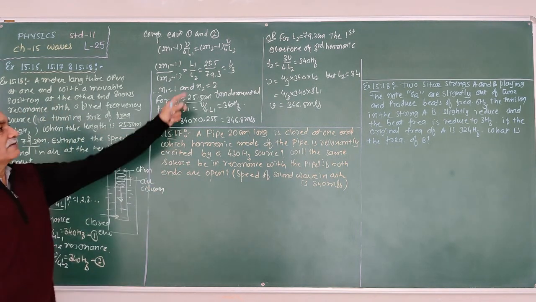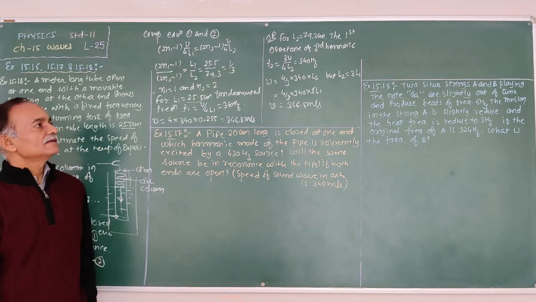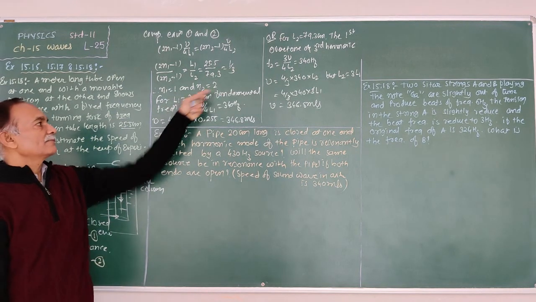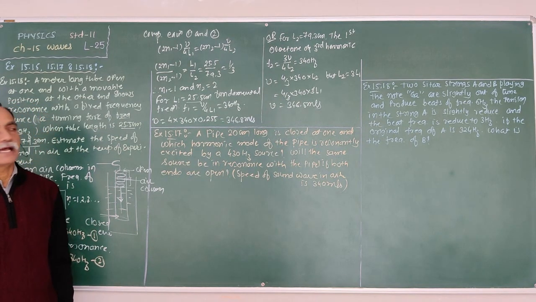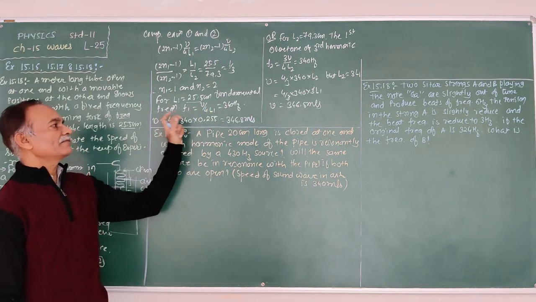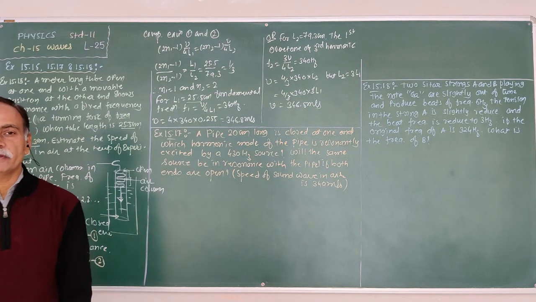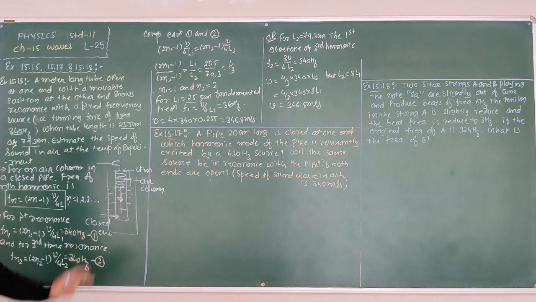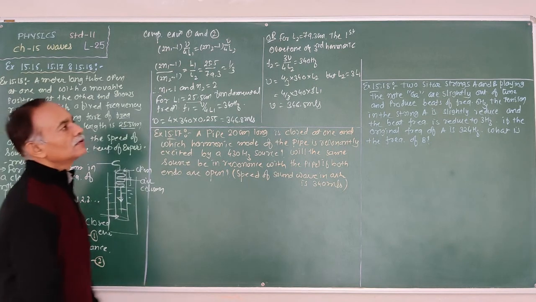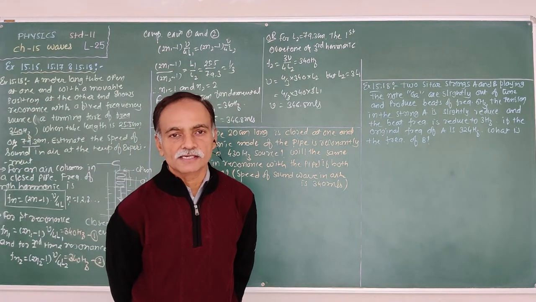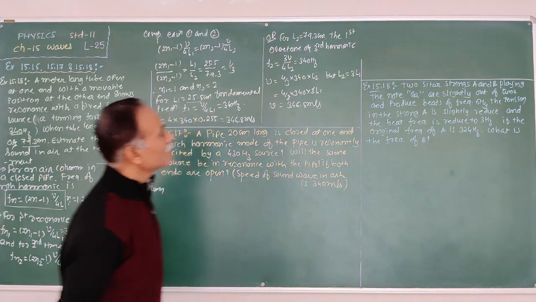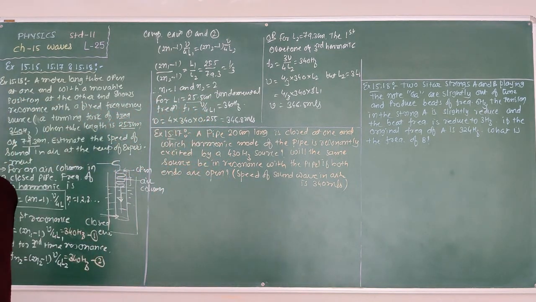For the initial length 25.5 centimeter, the first resonance occurs. Therefore, the fundamental frequency F1 is equal to V upon 4L1. F1 is given, therefore we can find out the speed of the sound wave in the air column. Now, for the second length 79.3, resonance also occurs. At that time, there is a closed pipe, therefore only the odd harmonics take place: 1, 3, 5.